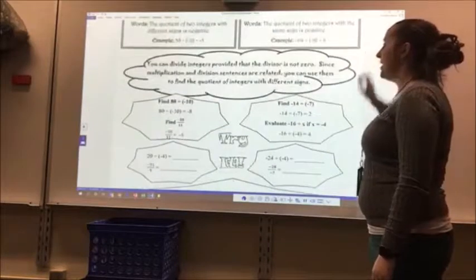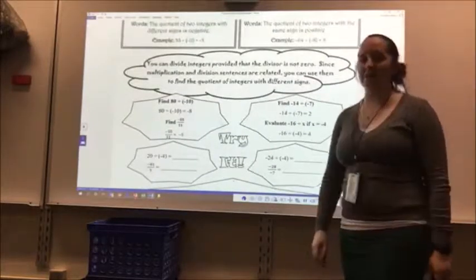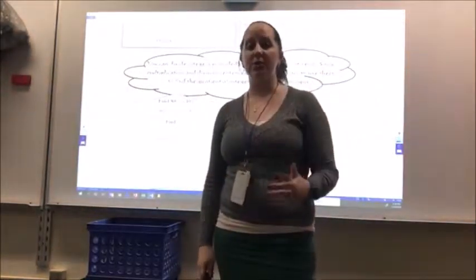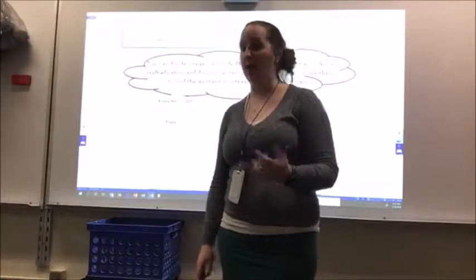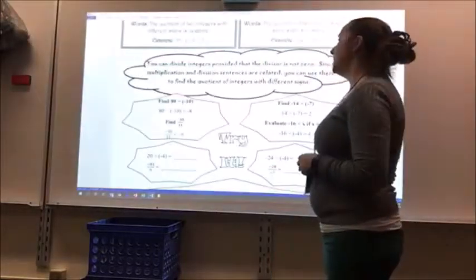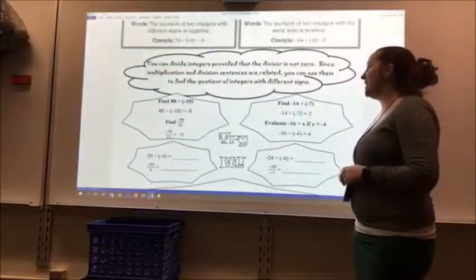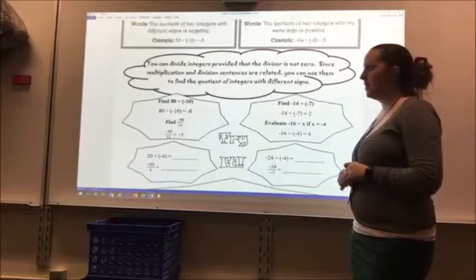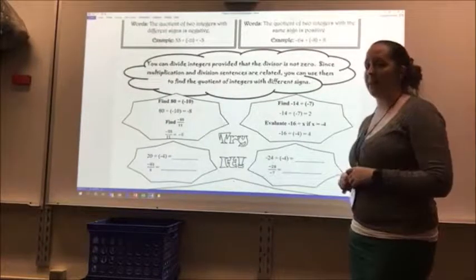You can divide integers provided that the divisor is not 0. That means the bottom number, the denominator, when you're dividing something is not 0. Okay? Since multiplication and division sentences are related, you can use them to find the quotient of integers with different signs. So, let's take a look at a couple of examples.